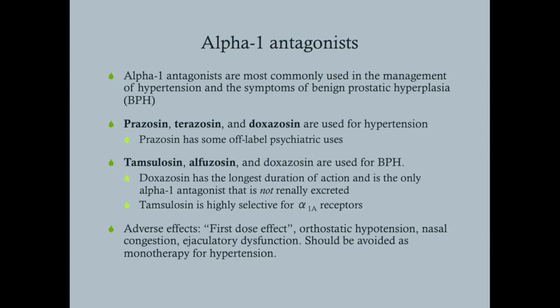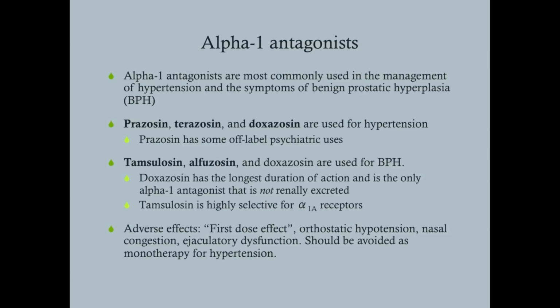And tamsulosin, also known as Flomax, given very frequently in older men, is highly selective for the alpha-1A receptors. You don't need to remember the subclasses of the alpha-1 receptors, but alpha-1A is particularly expressed in the urogenital system. So tamsulosin is very commonly given, not so much for hypertension, but primarily for BPH.